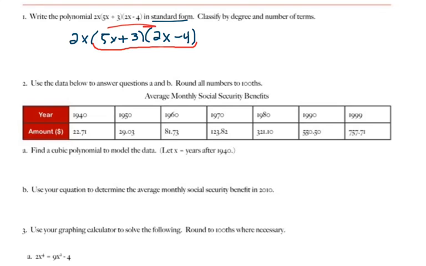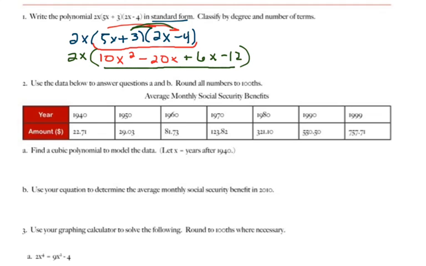So we distribute the 5x to both of the terms in the other binomial. That gives us 10x squared minus 20x. Next, we're going to distribute the 3 to both of those terms, and we get plus 6x minus 12. Okay, and we still haven't done anything with the 2x. Now, inside of this big, long polynomial, we've got some like terms right here in the middle. So we're going to add those up.